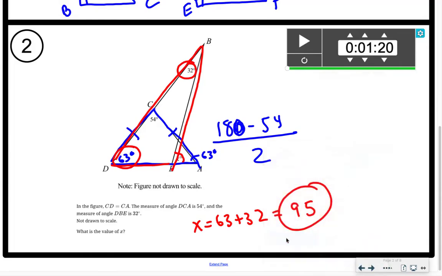If you don't know the exterior angle theorem, it's no big deal because you can just use the 32 and 63 to find this angle, and then you'll just do 180 minus that to get x. So it'd be an extra step, but you can certainly still get it.